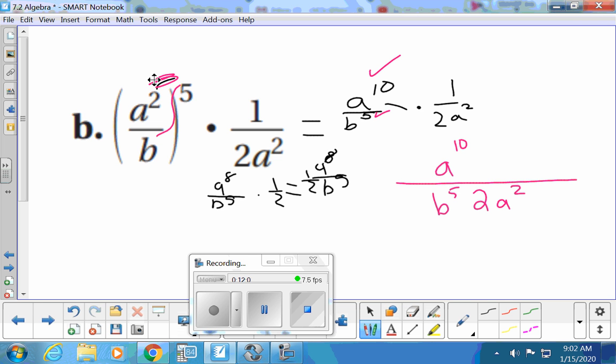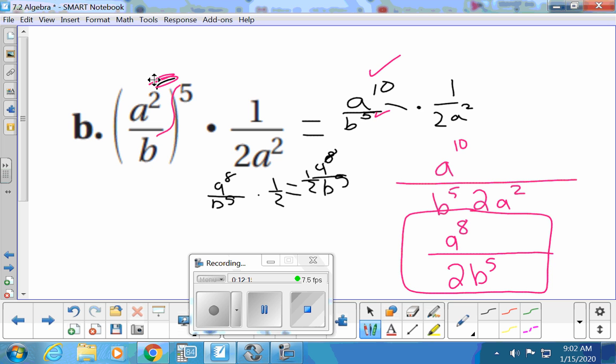Let's simplify it down. Bigger minus smaller would be 10 minus 2. That'd be an 8, so there's an a to the 8 on the top. Good. And then the bottom would just be that 2 and that b to the 5th. So good job if you got this, which it looks like this group did. This group's just sloppy, so I can't tell what they got. This group got it. You guys did pretty well. Good job. That was a hard one.